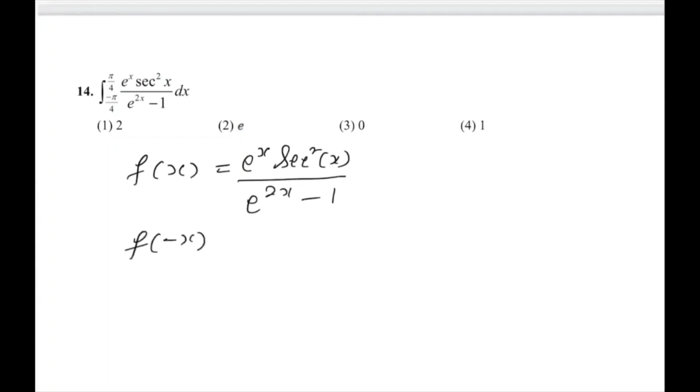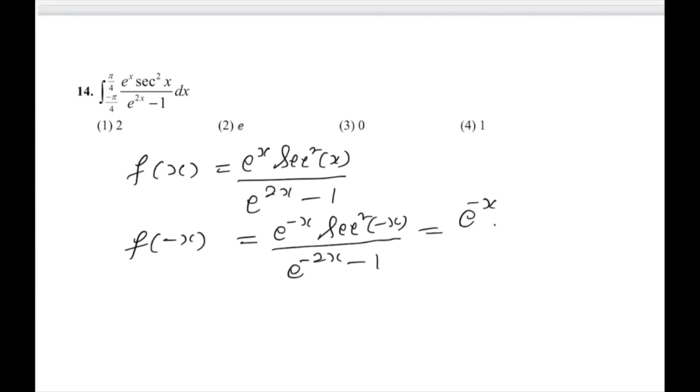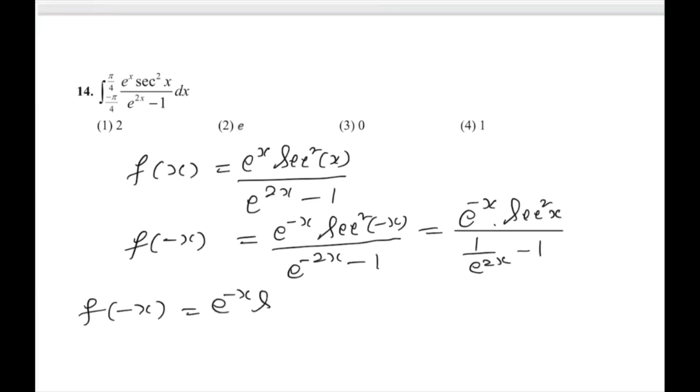Replace x by minus x: e^(-x) secant square of minus x upon e^(-2x) minus 1. That is e^(-x), and secant square x itself, because secant of minus x is plus secant x. This is 1 upon e^(-2x) minus 1. So f of minus x is e^(-x) secant square x, this is 1 minus e^(2x).